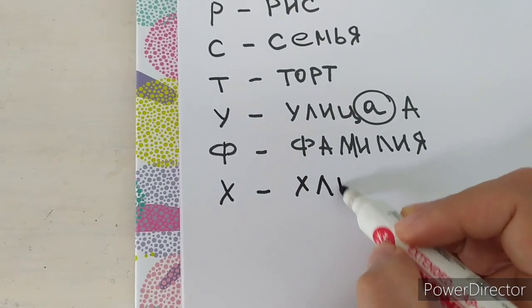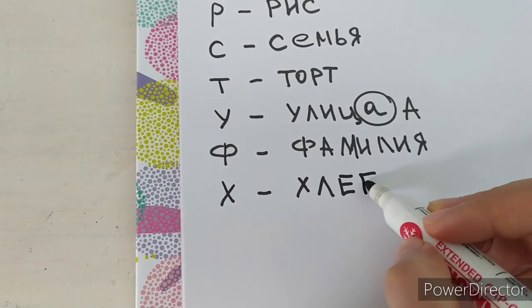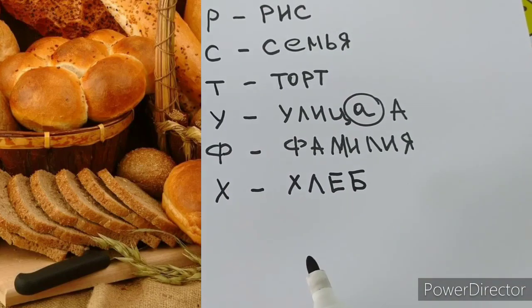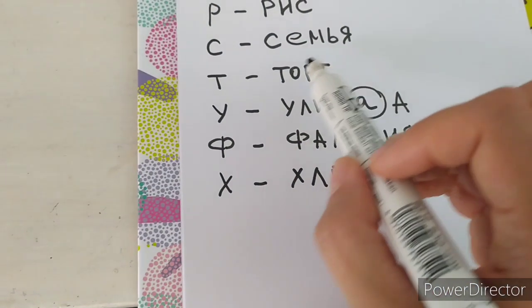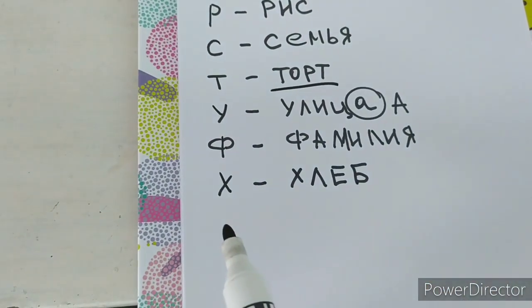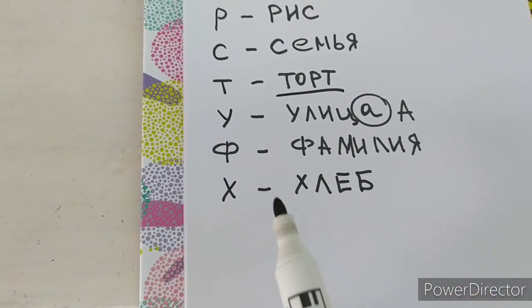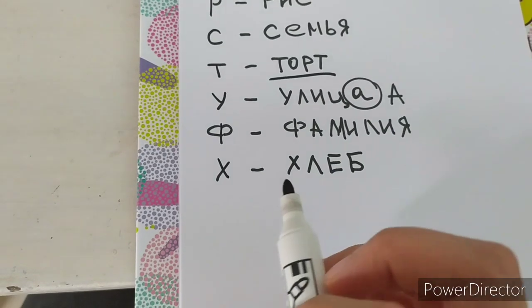Okay, the next, this is a good word, хлеб, bread, yeah, хлеб. Я люблю хлеб, я люблю торт, я люблю есть. I love to eat. Yeah.